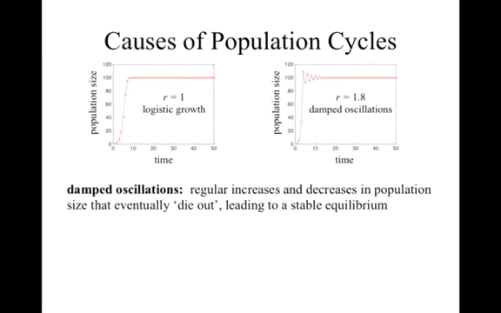Now, with a slightly bigger growth rate, you can overshoot the carrying capacity a little bit, and it takes a little while before you settle into that fixed carrying capacity. So this gives what we call damped oscillations. This is where you have regular increases and decreases in the population size, but they're damped. They eventually die out, and you get that same stable equilibrium that you see in logistic growth. So for a slightly higher growth rate in the Ricker equation, we get damped oscillations instead of logistic growth.